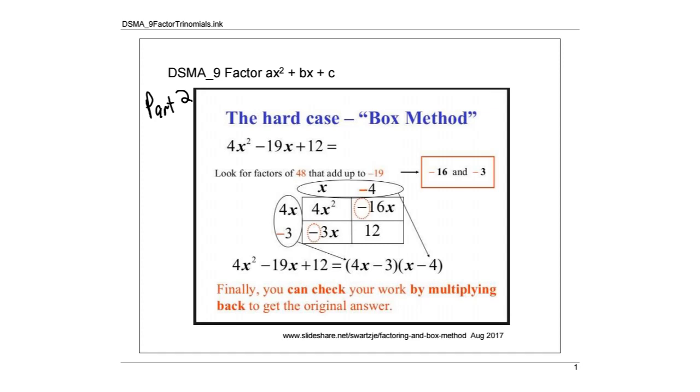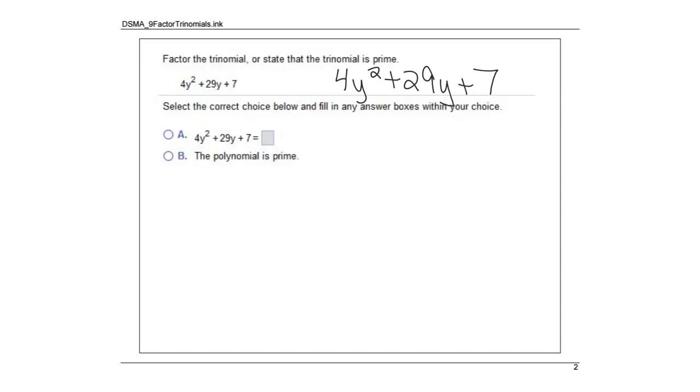Okay, let's keep factoring with DSMA 9 part 2. Again, I'm going to do both the box method and the AC method. Okay, so we have 4y squared plus 29y plus 7. So we're going to take the 4 times the 7. Come over here. 4 times 7 gives me 28. All right, so 28 is what I'm going to work on as far as factors.